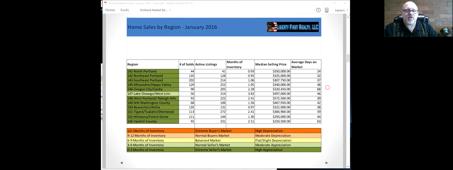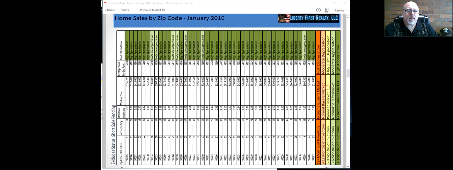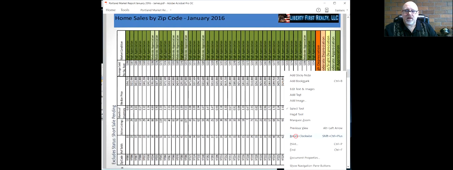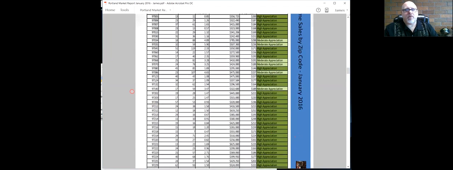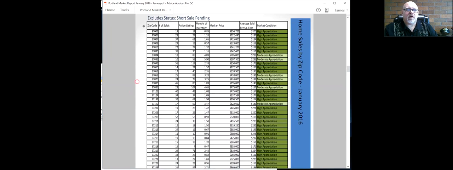Okay, I'd like to take you down a little bit to take a look at this micro report, which gives us information by zip code. It excludes short sales, as you can see, so it's really based on resale activity for normal market properties. And if we just scan down, well, actually, let's take a look right here. This is really interesting. So you've got this zip code in Beaverton, 97008. It has almost half a month's worth of inventory available.